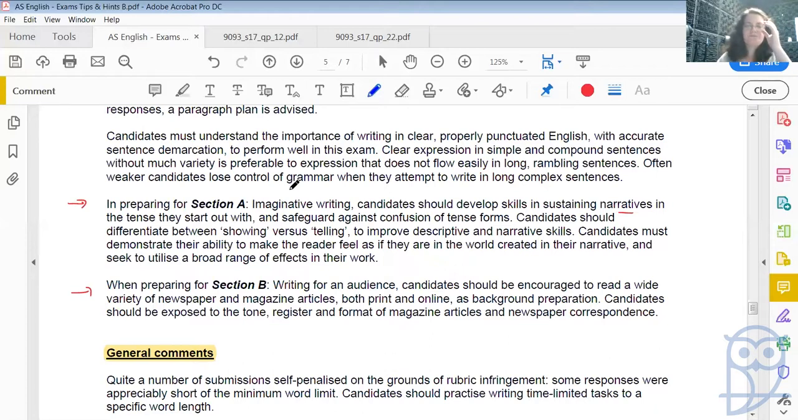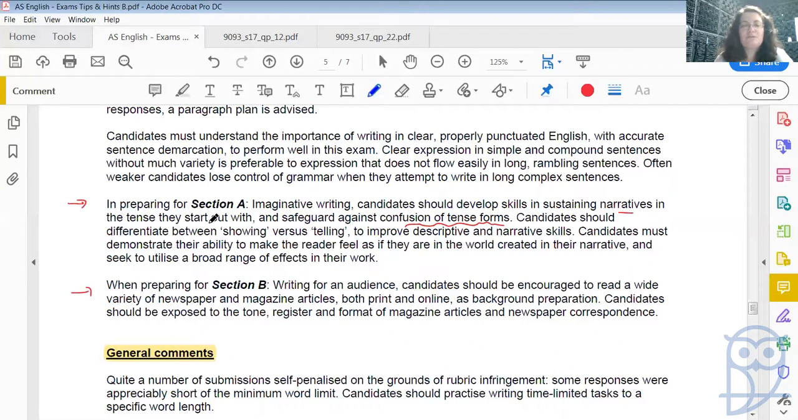Okay, so imaginative writing, candidates should develop skills in sustaining narratives in the tense they start out with and safeguard against confusion of tense forms. So don't start out in the present and then move to the past. Unless you are particularly using a flashback feature, then you would do that. But most stories are written in the past tense.